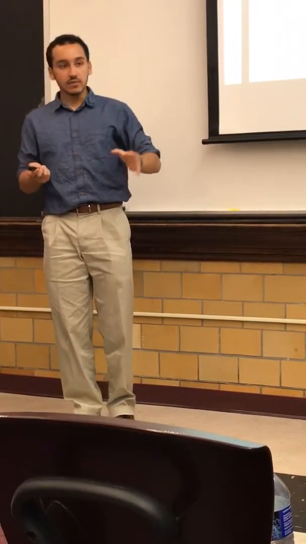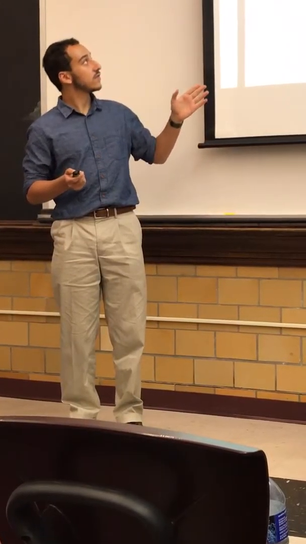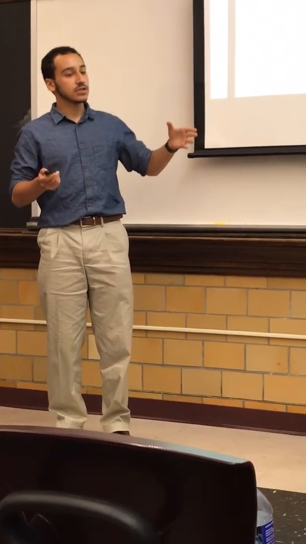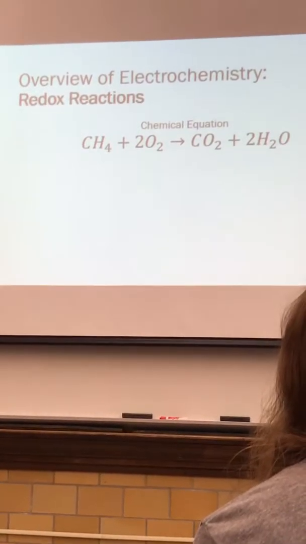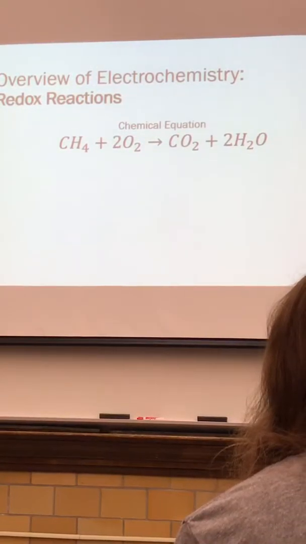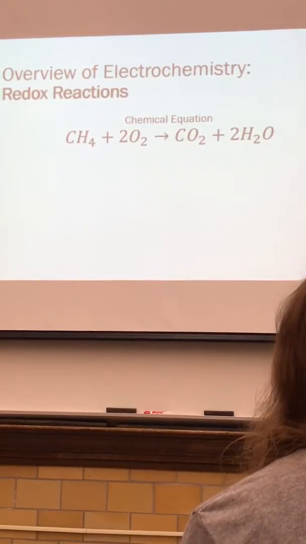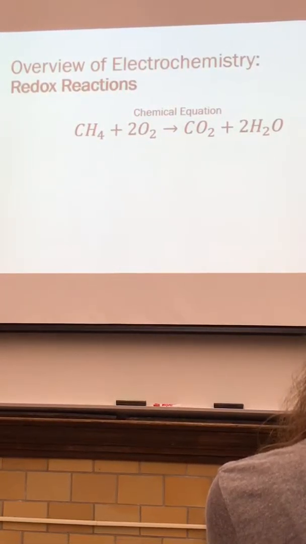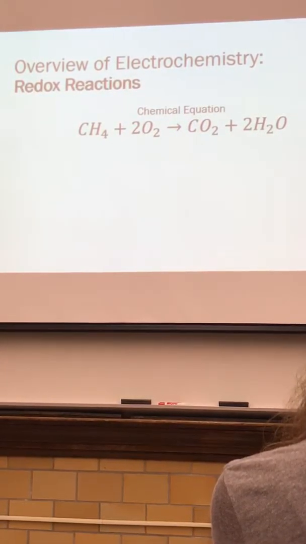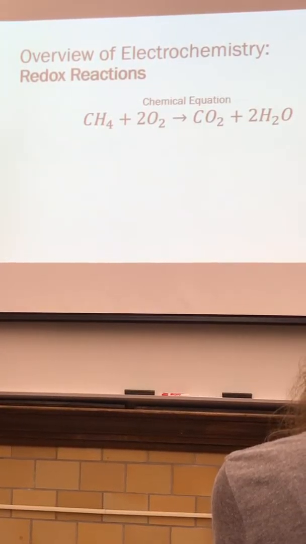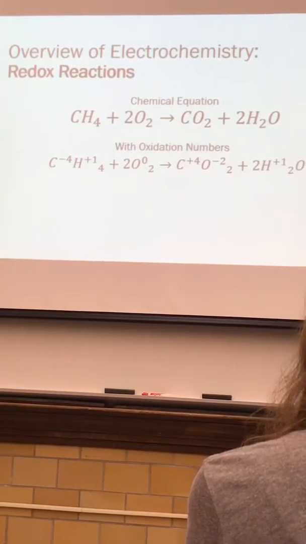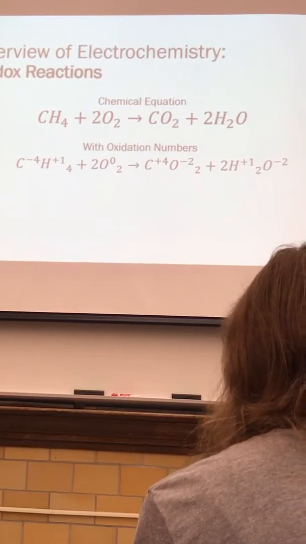And so, in terms of the actual description of these equations, I have an example chemical equation here. This is methane plus oxygen gives you carbon dioxide and water. So this is just the regular balanced chemical equation. Next, I have it here with the oxidation numbers.